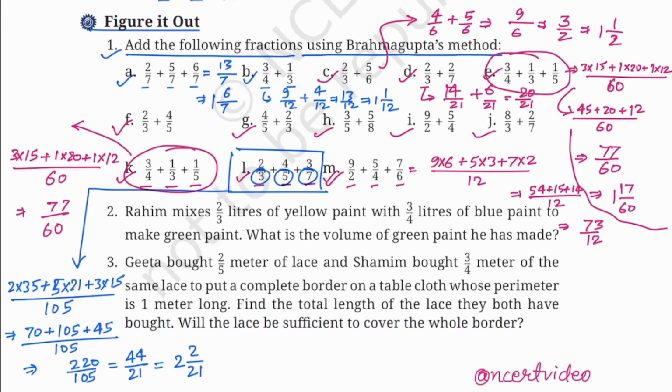73 upon 12 can be written as 6 whole 1 upon 12.